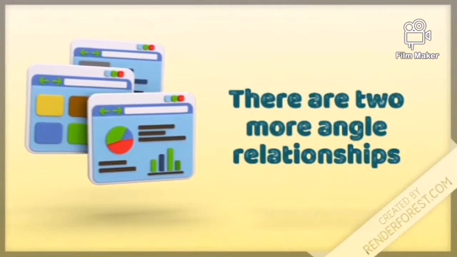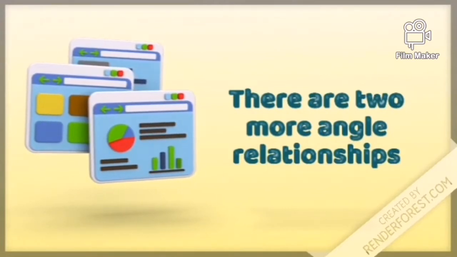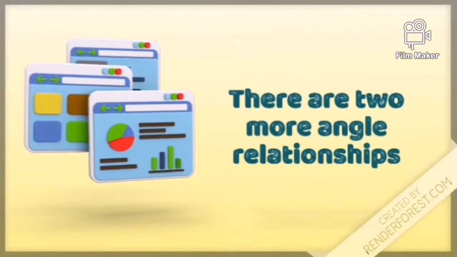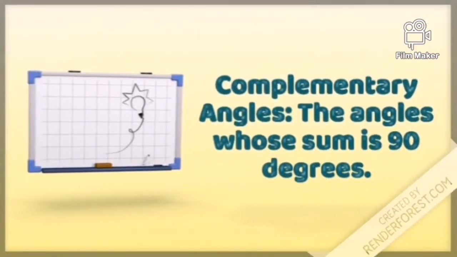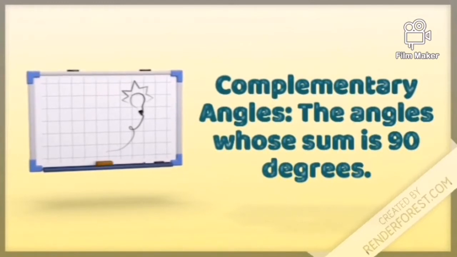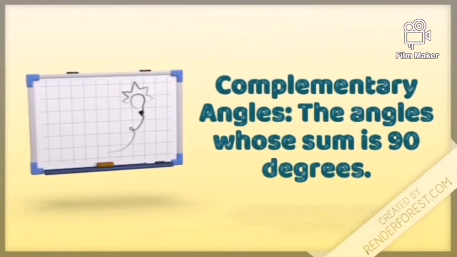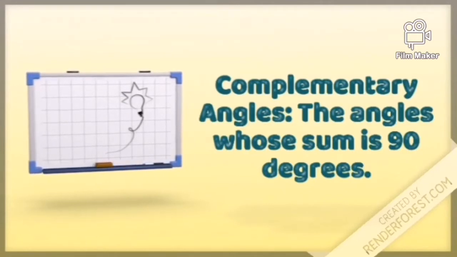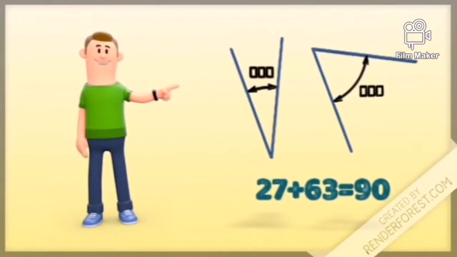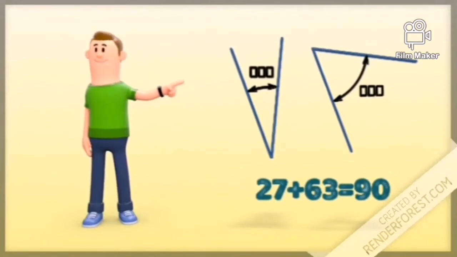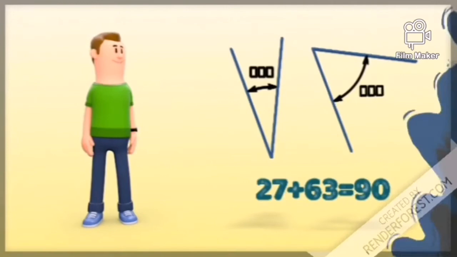The first one is the complementary angles. The complementary angles are the angles that when I add them, I find that their sum is 90 degrees exactly. So the complementary angles, if I add them, I get 90 degrees. Like in this example, I have two angles. One of them is 27 and the other is 63. If I add them, I get 90. So these two angles are complementary angles.